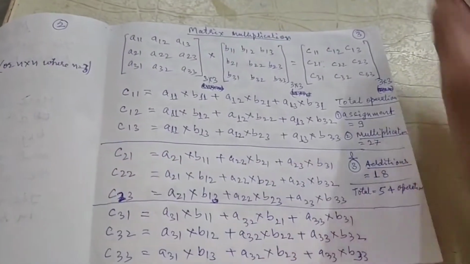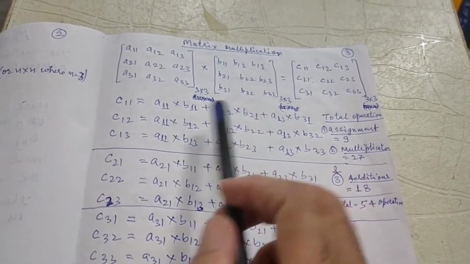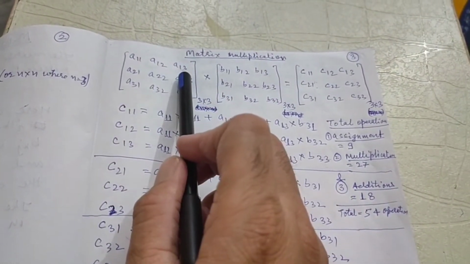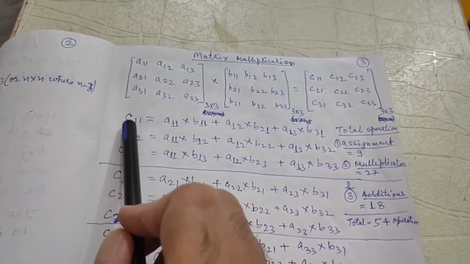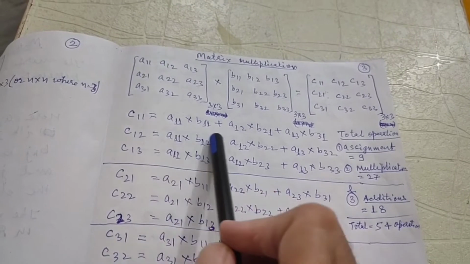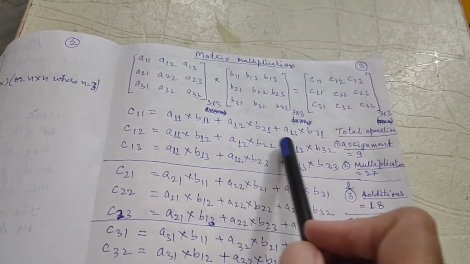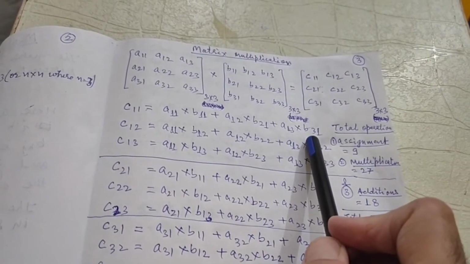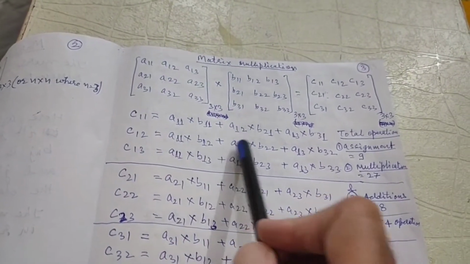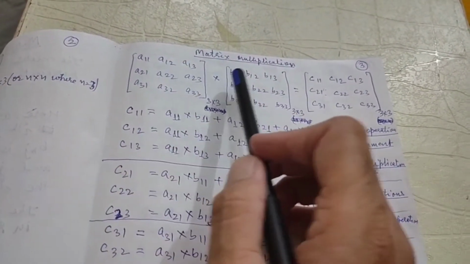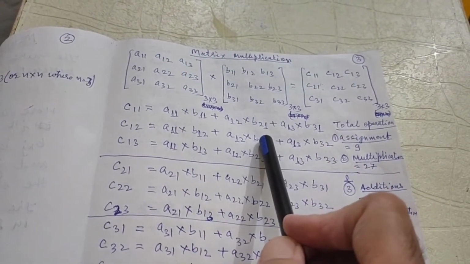Now, matrix multiplication can be represented like this also. The first row will be multiplied with first column. So C11 will be A11 into B11, A12 into B21, A13 into B31. So the first row A11, A12, A13 will be multiplied by the first column B11, B21, B31.